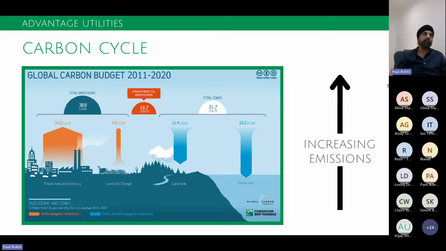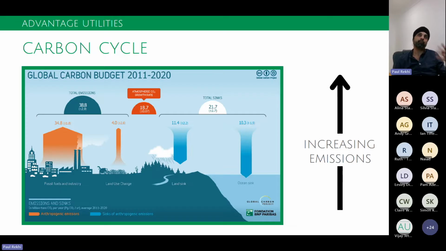As you can see with the problem today, our total emissions that we're producing, in billions of tons, is 38.8 billion tons. Our sinks at the moment only have the ability to take 21.7 billion tons of that away, leaving a deficit of 18.7 billion tons. This is where predominantly the issue comes from, and what businesses are looking to change.